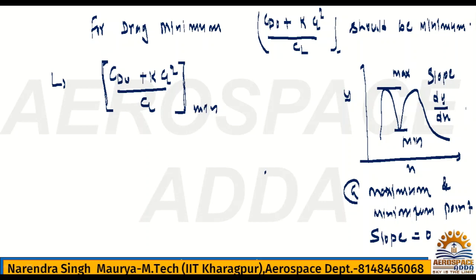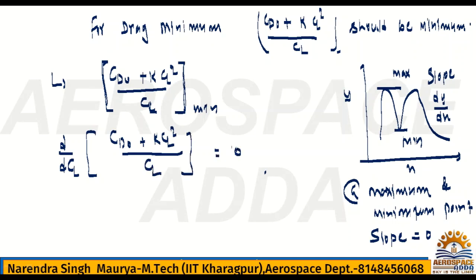Here you are going to minimize this. So this bracket value should be minimum. So to minimize this bracket value, you have to take the slope. Slope means differentiation, and differentiation with respect to what? Variable. What is the variable? CL, lift coefficient. Because CD naught is constant, K is constant. So CL is variable. So you have to take differentiation with respect to CL of this bracket, and make it equal to 0. If you do that, then this is the condition to minimize the function, or minimize the bracket here.